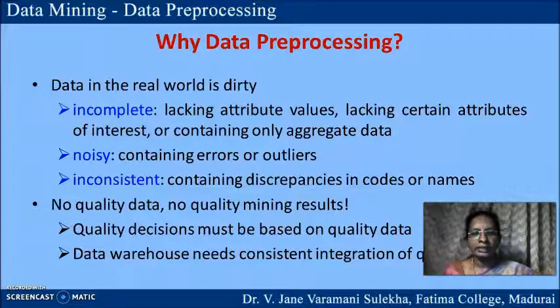No quality data implies no quality mining results. Quality decisions must be based on quality data. A data warehouse needs consistent integration of quality data.